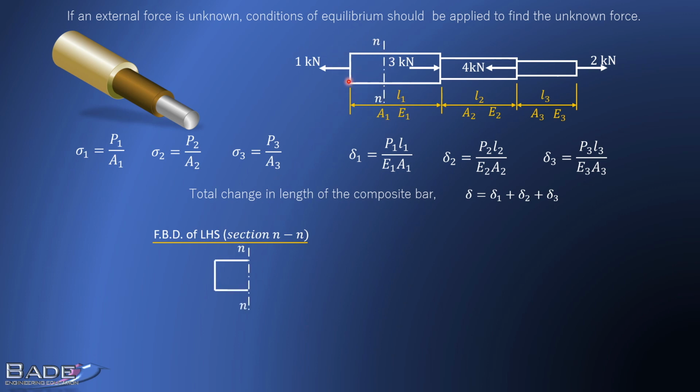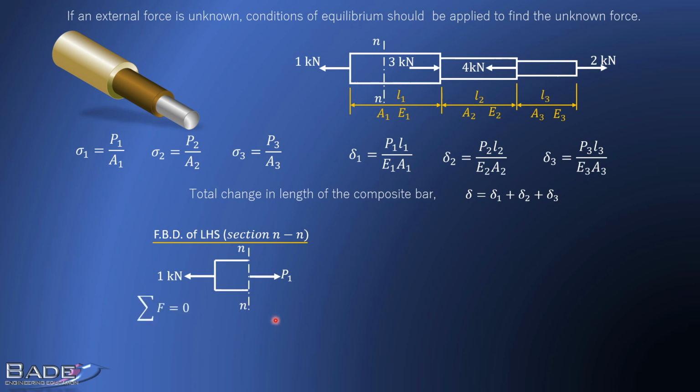Left side portion. Watch here. So only left side portion we have considered. This is FBD of left hand side. Now applied forces on the left side. So only one force. So 1 kilonewton. And the reaction on section NN. Of course equal and opposite reaction. So P1 is 1 kilonewton.